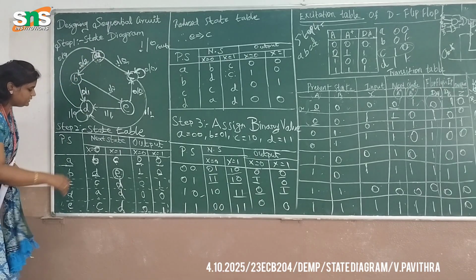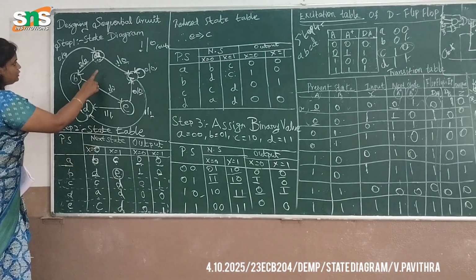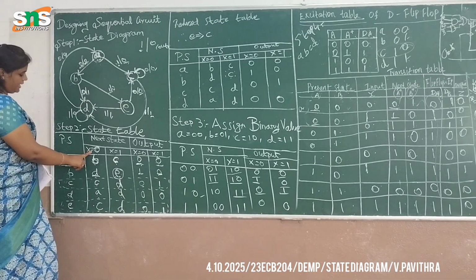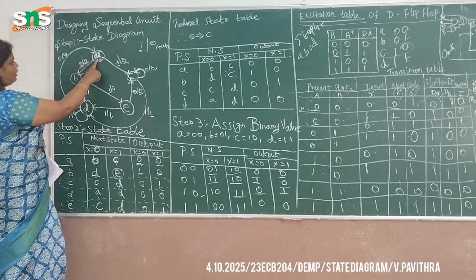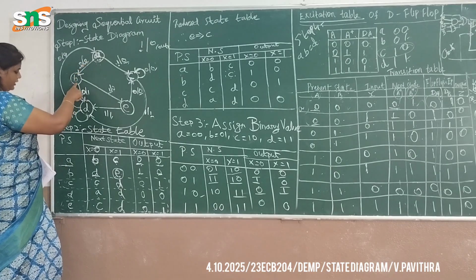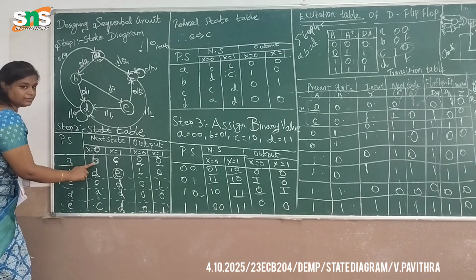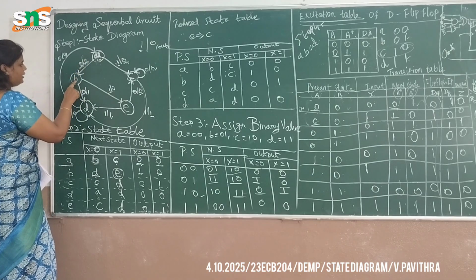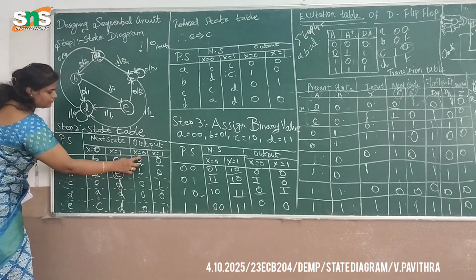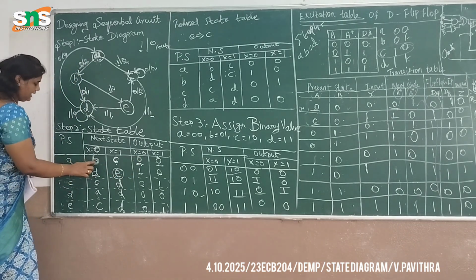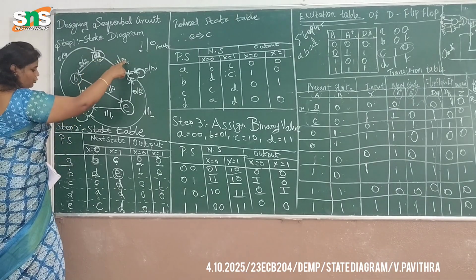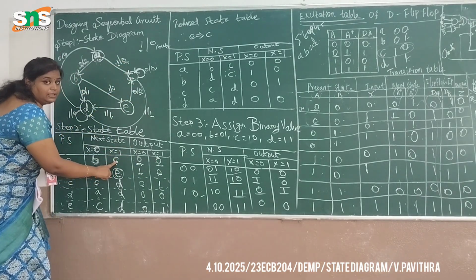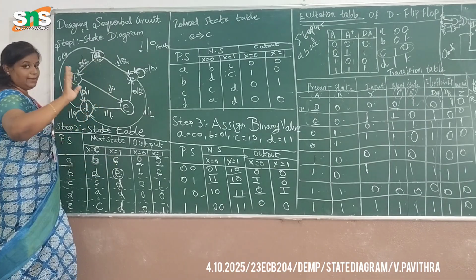Now, see, the x is equal to 0. When the input is 0 for A, it's going to the B. So we are writing B here. So the A, when the input is 0, is going to the B and the output is 0. That's what I have written here. Again, when the A is 1, the output will be 0. Where is it going? C. It is going to C, right?